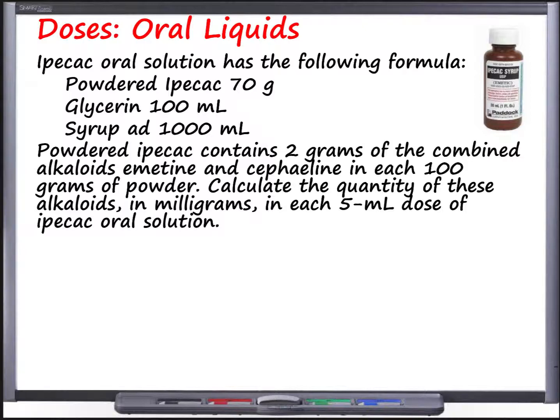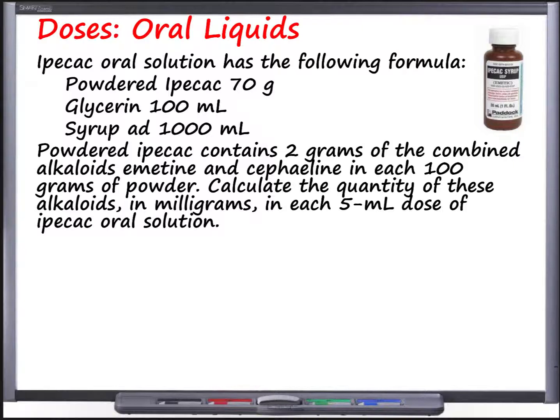So getting back to the question, it starts with the USP formulation for how you make Ipecac. It gives the following formula: you use a powdered form of this plant derivative, this Ipecac. You use 70 grams of that powder. You disperse that in 100 milliliters of glycerin. And then it says to add enough flavored syrup, AD 1,000 milliliters. Okay, I'll come back to that. That AD 1,000 milliliters is an important interpretation for you for this question.